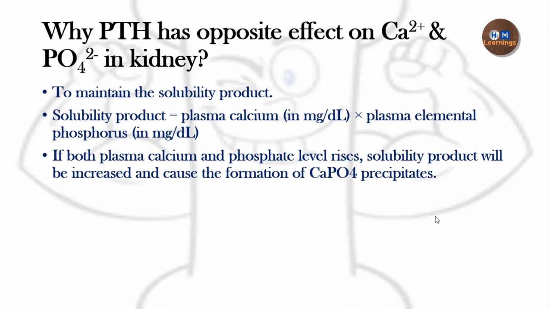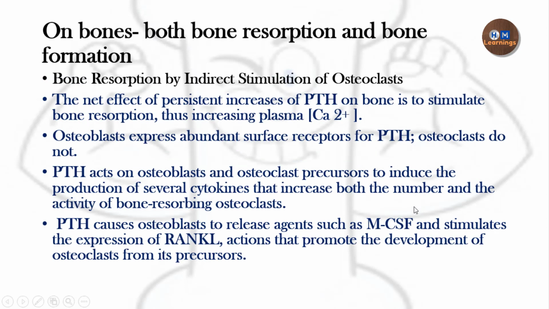We require the solubility product to be constant, because otherwise what will happen? There will be a formation of calcium phosphate precipitates in the blood. So to avoid that, we need to ensure that the solubility product stays constant. If we are raising the plasma calcium level, we have to lower the plasma phosphate levels. So with this, we move on to the action of the parathyroid hormone on the bones.